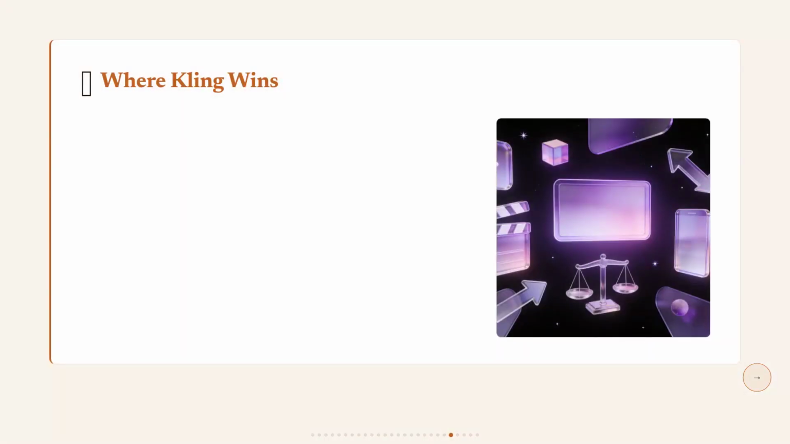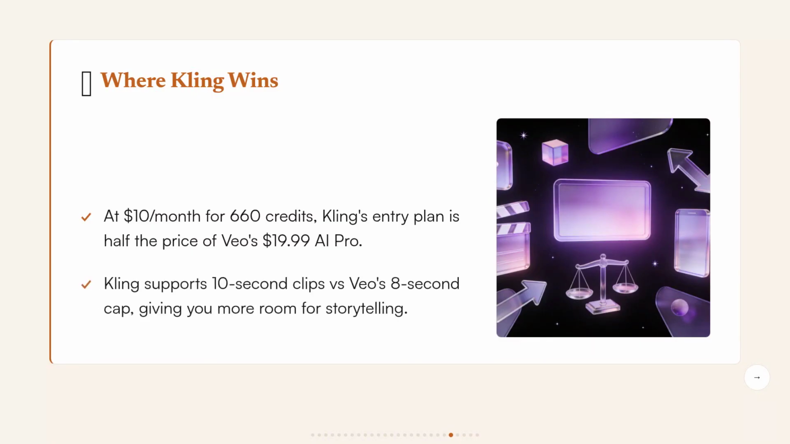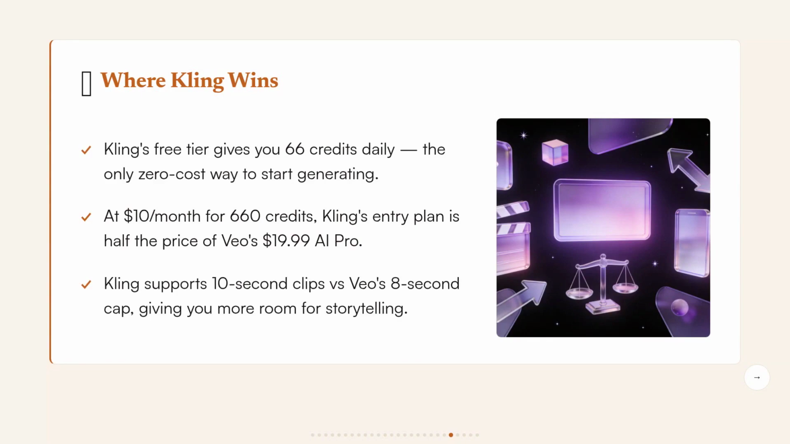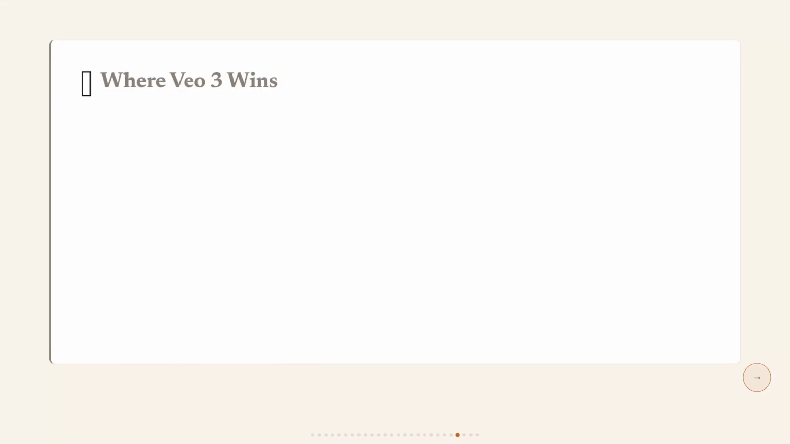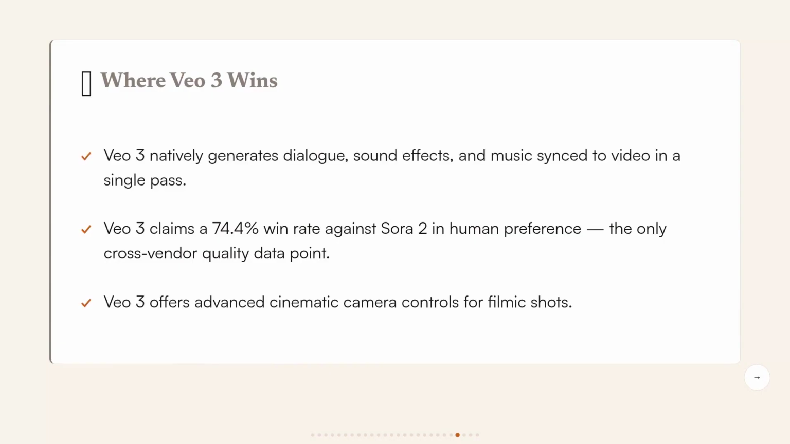Kling won on speed, price, consistency, and platform reach. Plus it generates longer clips natively without any workaround. That's a lot of wins. Veo held its ground on the cinematic look. It's no longer the only one with native audio, but its version of quality still reads more like something shot on a camera. That's the honest split. One tool that wins almost everywhere on paper, and one tool that still does one specific thing a little better.